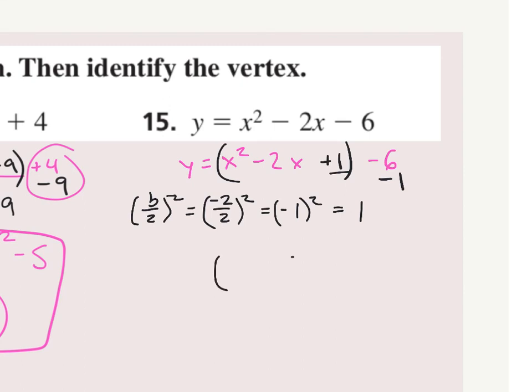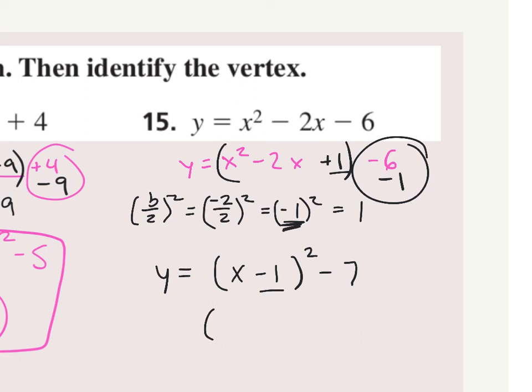So now we can simplify this into our binomial squared, which is going to be x minus 1, because we get that number from what's in here. So x minus 1 squared, and then negative 6 minus 1 is negative 7. So y is equal to x minus 1 squared minus 7. Our vertex comes from our 1 and our negative 7. So we have to change the sign of our h, make it a positive 1 and negative 7.